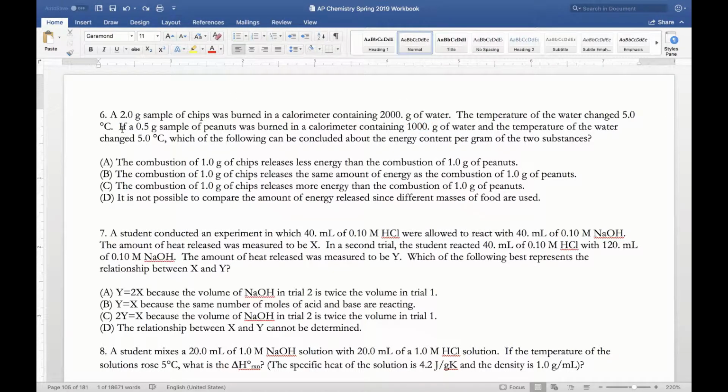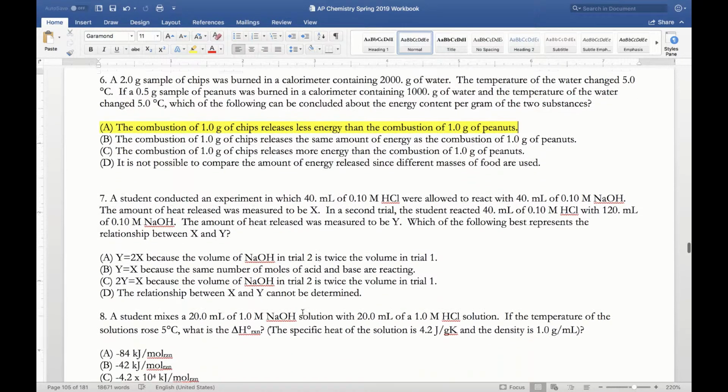So more heat is being released by the peanuts than by the chips, right? Because the peanuts are being able to increase the temperature the same amount, using only a quarter of the amount, it's able to raise the temperature of half the amount of water. So it's better able to heat it up. So if you had equal number of grams of chips and peanuts, the peanuts would release more energy than the chips would.